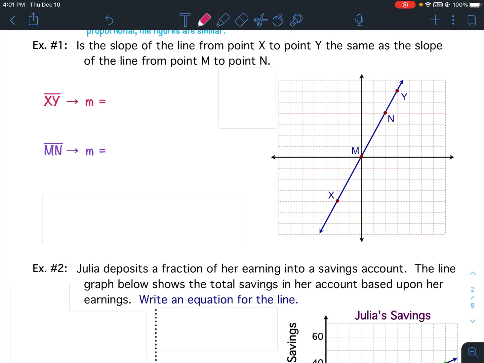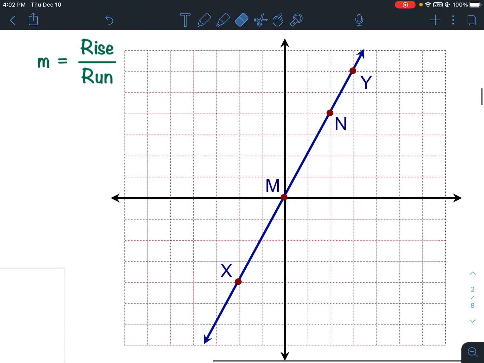Now, that is a linear equation. Linear equations have a proportional relationship. Therefore, yes, the slopes should be the same, but we're going to prove that they are. We're going to prove it using rise over run. Remember, slope is rise over run. So we're going to find the rise and the run for XY, then we're going to find the rise and the run for MN. To do that, first I'm going to do the rise for XY.